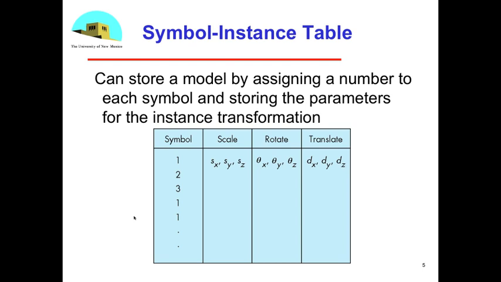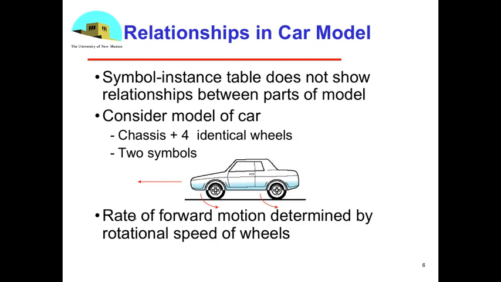Now, the difficulty with that is, as we started, that it doesn't show any relationship between any of the objects or symbols in that scene. So if you look at something really simple like a car that's moving forward, you can see two types of relationships here. First, if you look at the wheels, we're just going to say there's 5 basic parts.